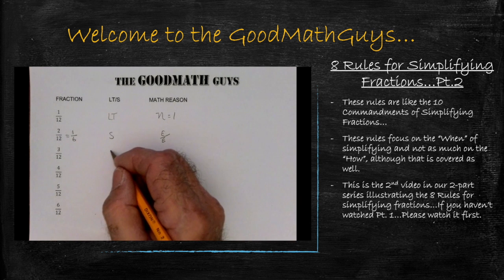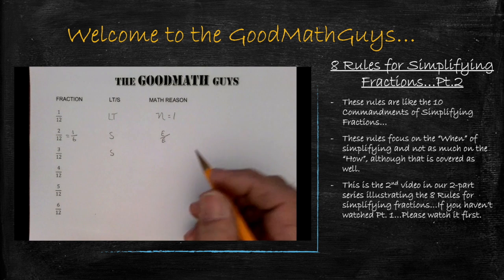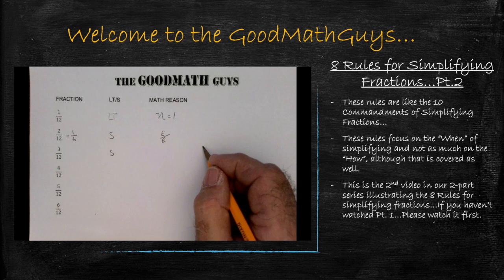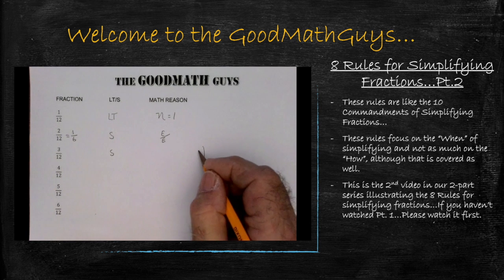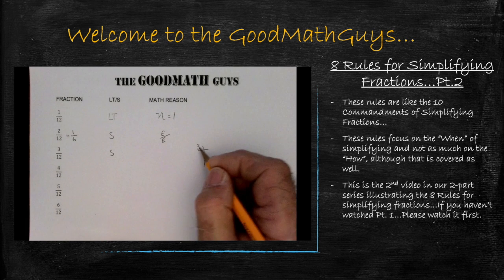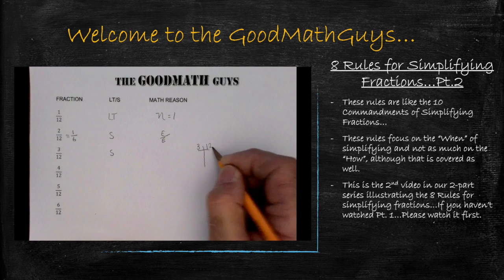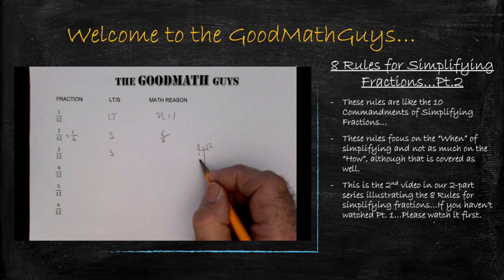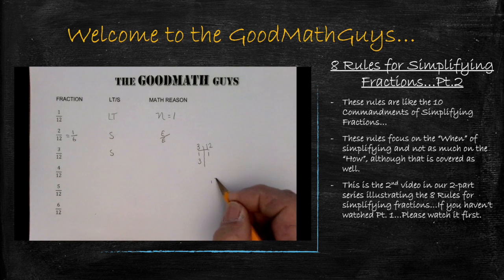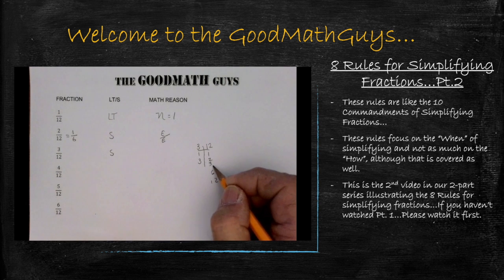3/12 needs to be simplified. And if we take a look at that, it's going to give us our new rule. What we're going to do is go over here to the right-hand side, and factor the 3 and factor the 12. 3 factors to 1 and 3. 12 factors to 1 times 12, 2 times 6, and 3 times 4.